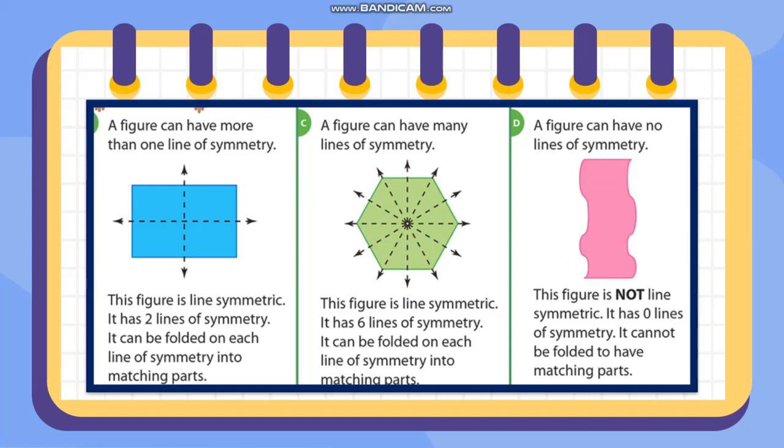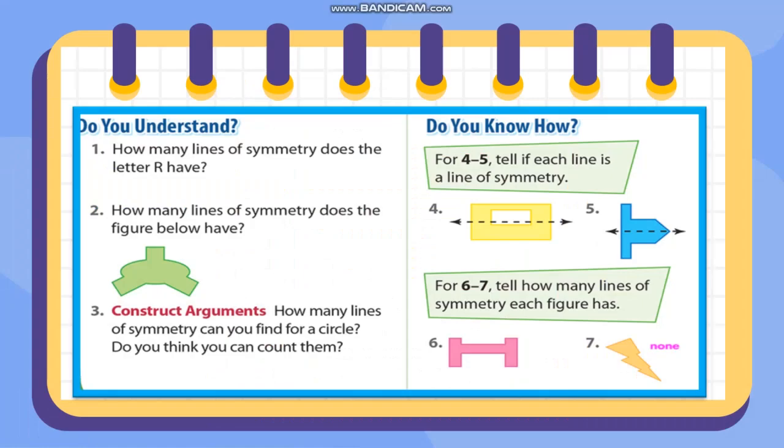This figure has no lines of symmetry. This figure is not line symmetric. It has 0 lines of symmetry and it cannot be folded to have matching pairs. It means if you cut it, they are not identical. Now, how many lines of symmetry does letter R have? The answer is none, because it's not possible to fold letter R and have matching parts.